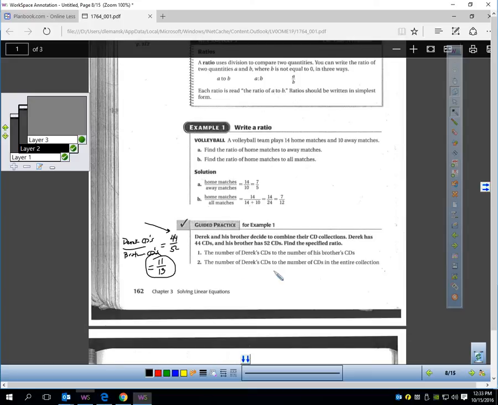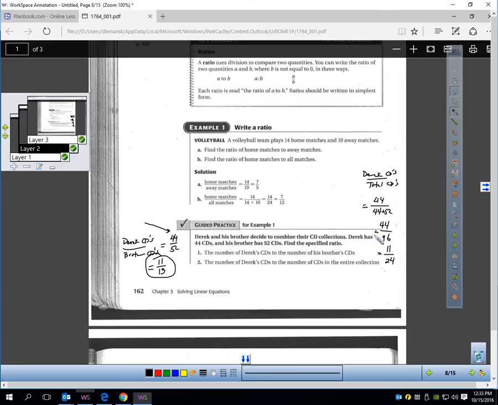The second ratio they want me to write, the number of Derek's CDs to the number of CDs in the entire collection. Well, I'll write it out. Derek's CDs compared to the total CDs. Well, Derek's CDs are 44. The total is the combination of 44 and 52, which is 96. So I'm doing 44 over 96.